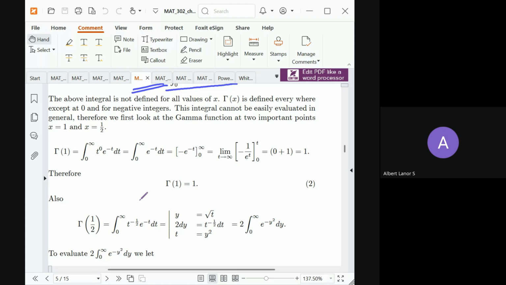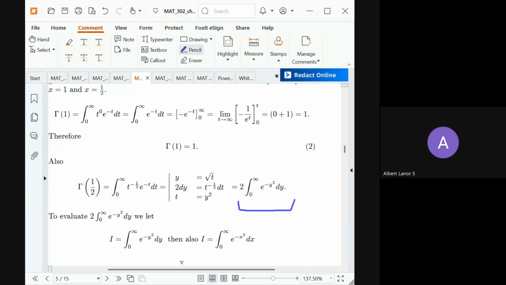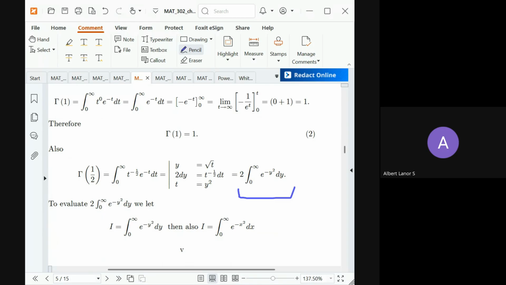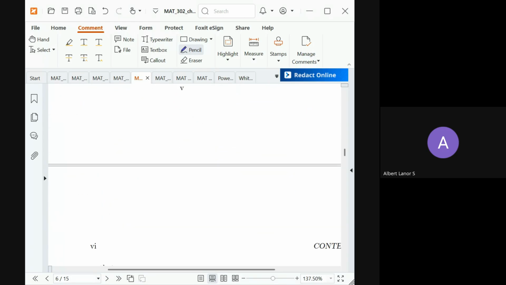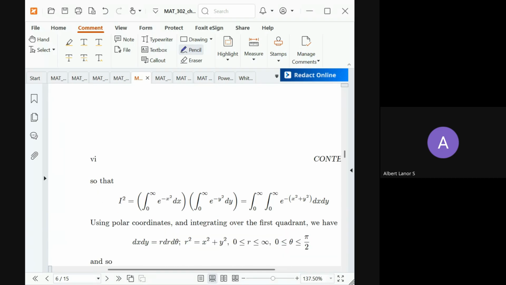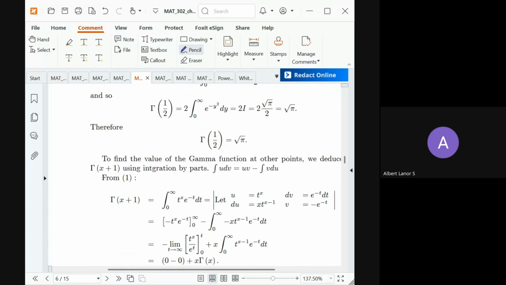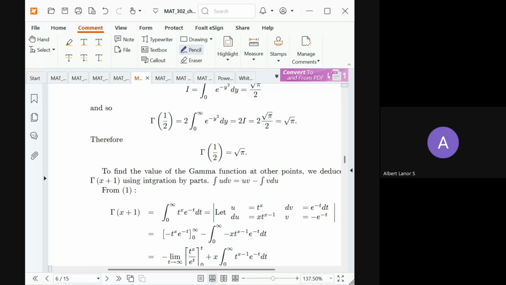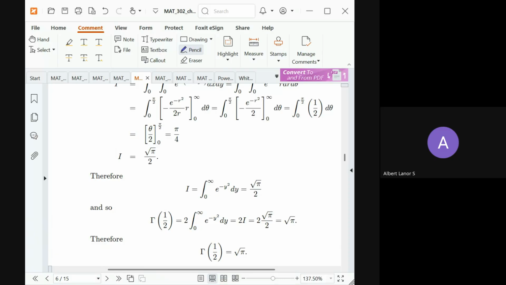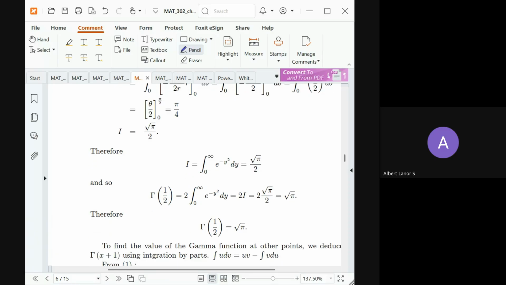By parts, you have the function as 2 times the integral from 0 to infinity of e to the minus y squared dy. Now there's a standard integral. You can easily integrate it. So you go through all the processes to get gamma of half to be equal to root pi. You can take your time and look at the steps.